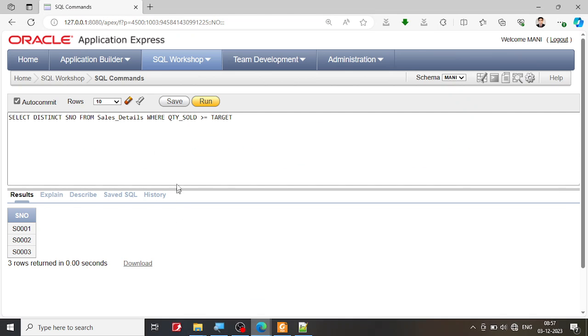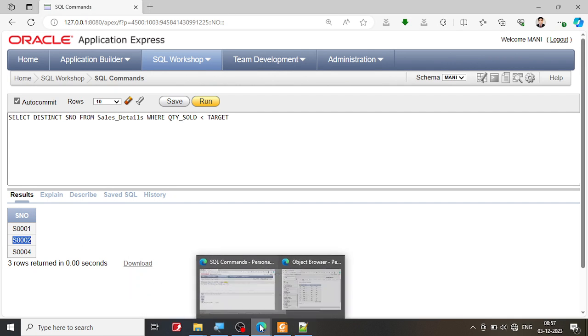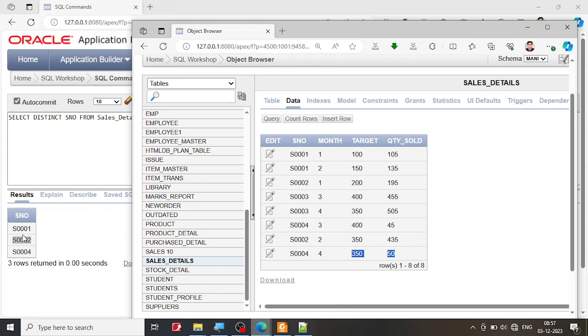Let me copy it and just run it over here, and you're going to get 004 also. This person has not achieved the target, this person has not achieved the target, this person has not. Why? Because you know very well 001 failed to achieve the target here. 150 was given, 135 was achieved. For 002, if you look here, the target given was 400, and this person failed to achieve this target, and definitely 004 never achieved the target.